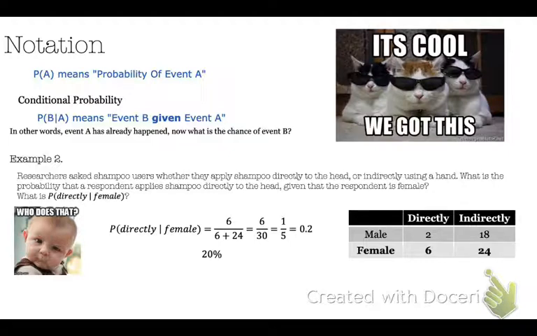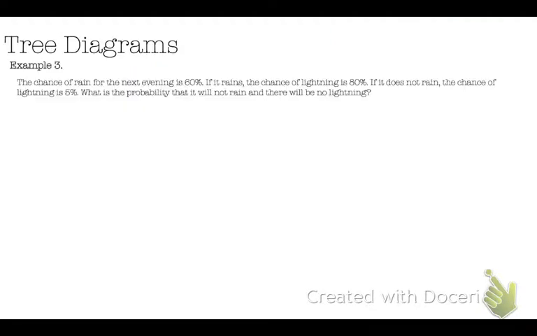Okay, cool. Now tree diagrams. These help us when determining probability. So let's look at this. We have the chance of rain for the next evening is 60%. If it rains, the chance of lightning is 80%. And if it does not rain, the chance of lightning is only 5%.